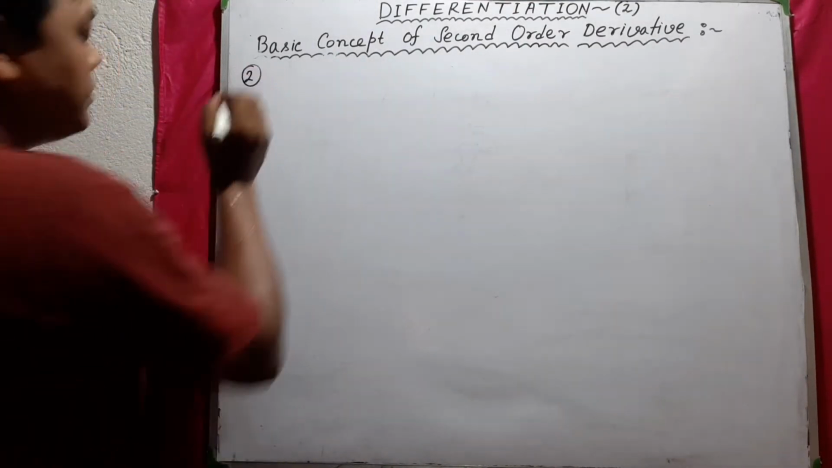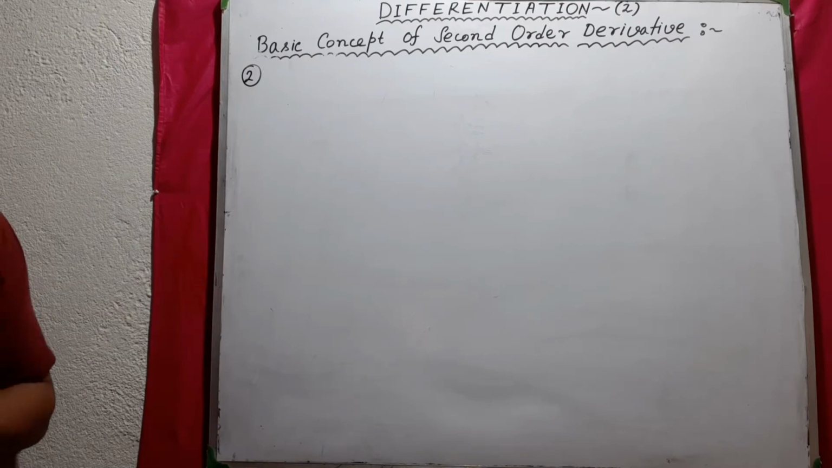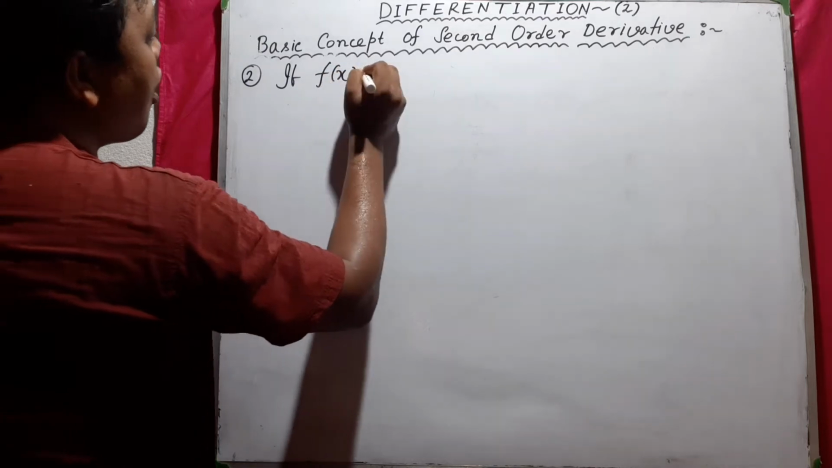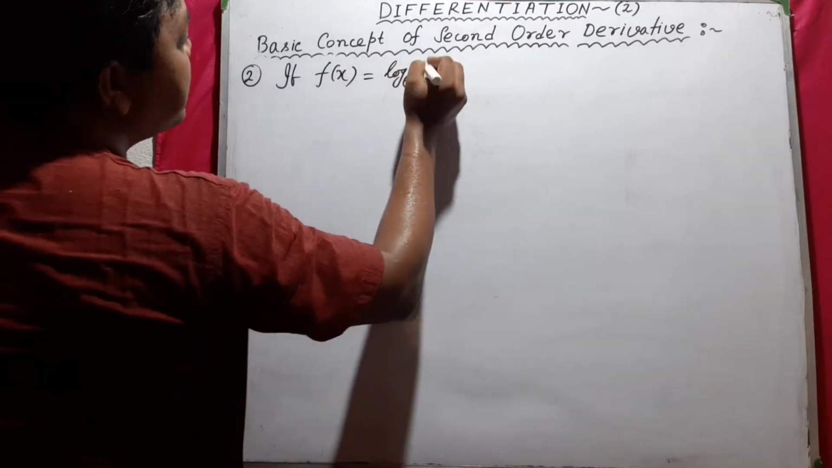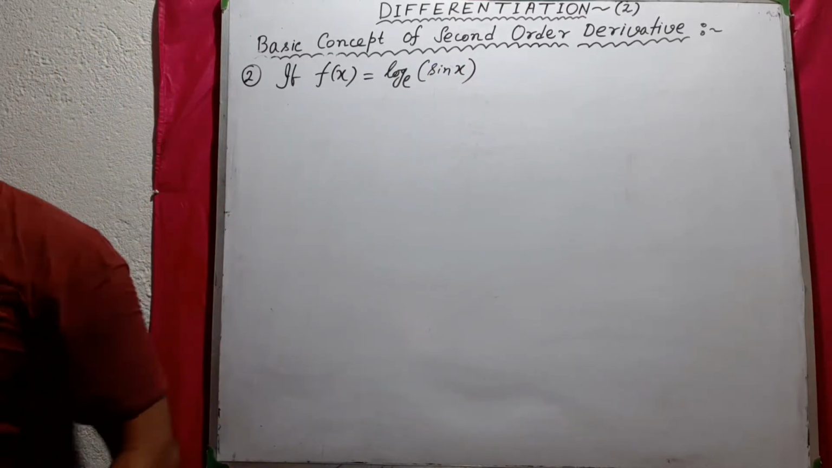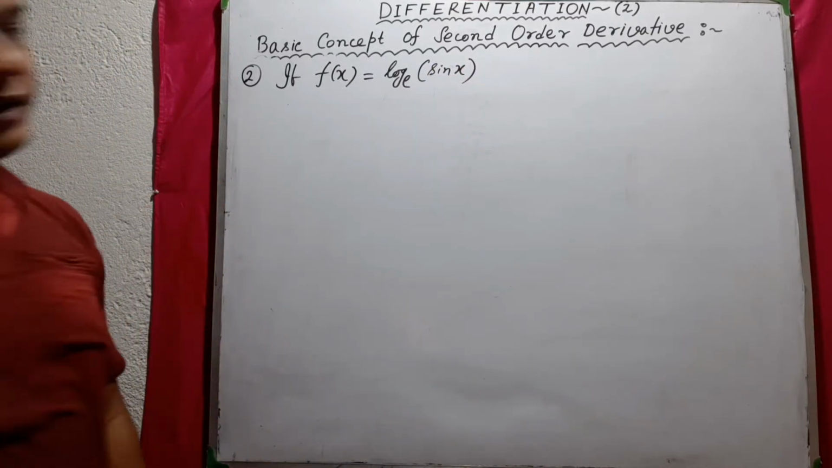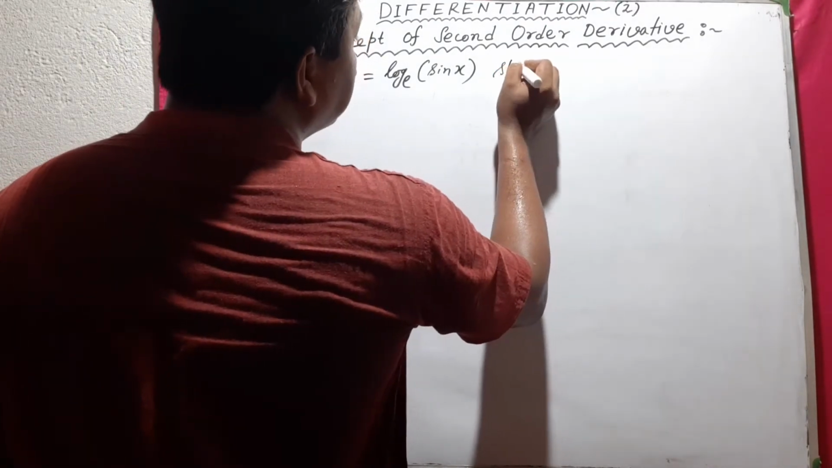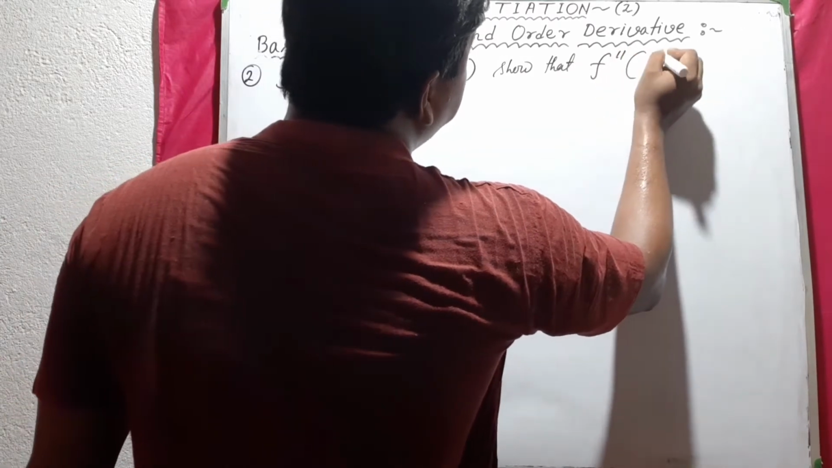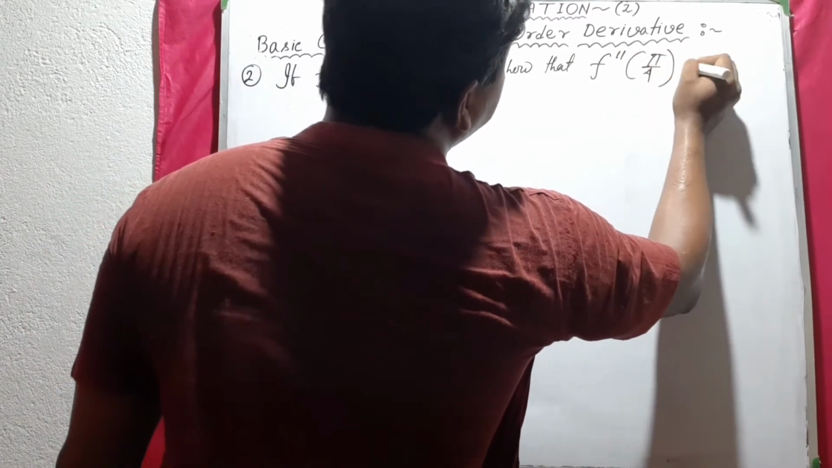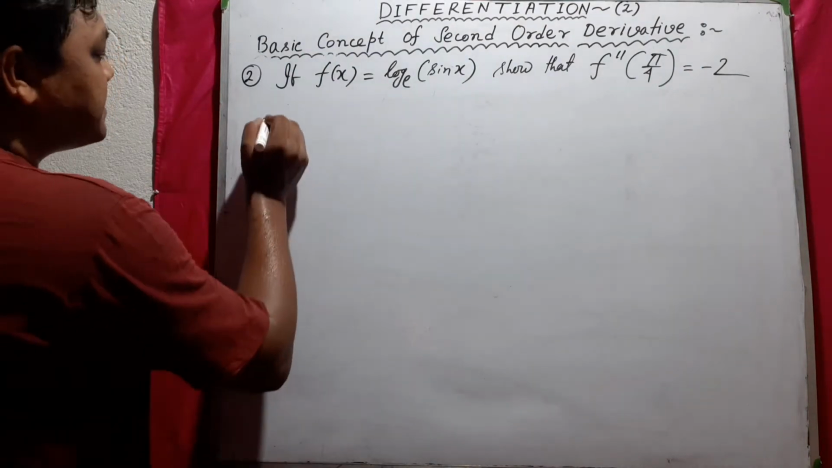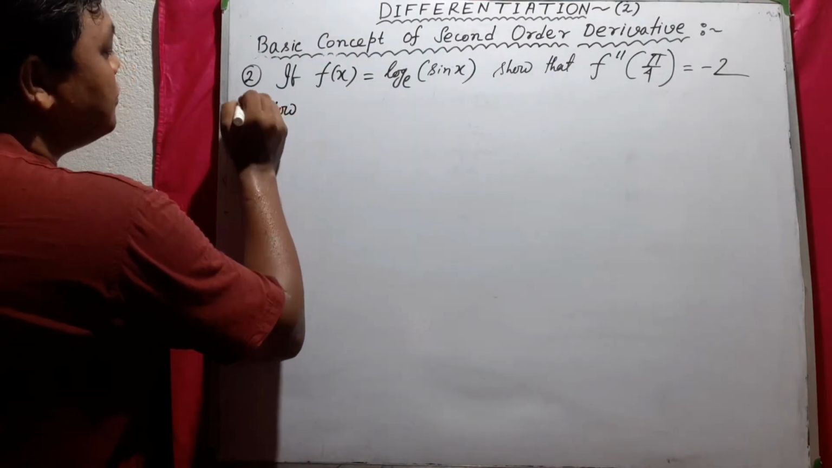Problem number 2. If f(x) equals log base e sin x, then show that f double dash pi by 4 equals minus 2. So what is f dash x? Now, solution.